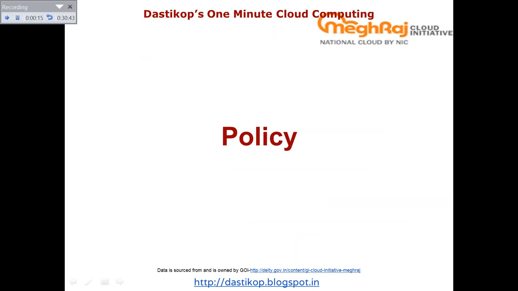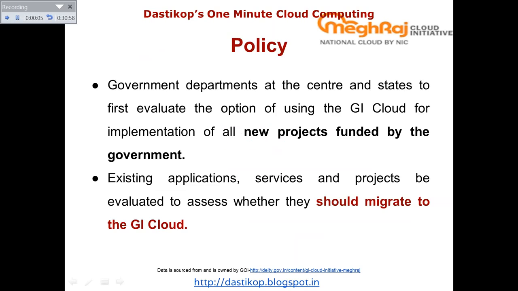Okay. Now, anything in India or anything in government has to go through a policy, and now there is a policy established by the Indian government regarding this. The government departments at the center and states should first evaluate the option of using GI Cloud for implementation of all new projects funded by the government. Now it has become mandatory. So if there's a new IT project either in a state or the central government, then you have to check whether GI Cloud can be used, or whether you can take some support from it. For example, if AICTE is implementing a new IT project for maintaining the data of its Constitution College, if they need any infrastructure, first they have to check whether it is already supported by GI.